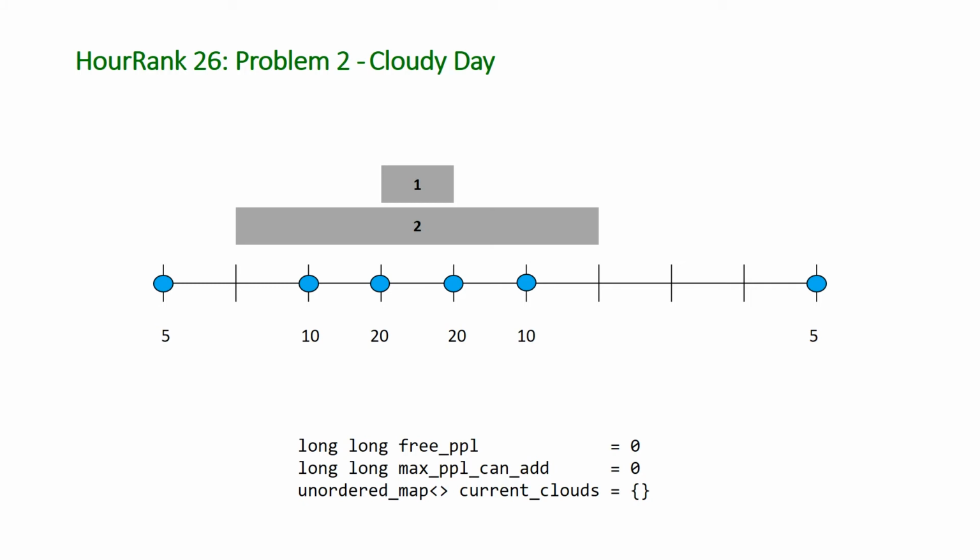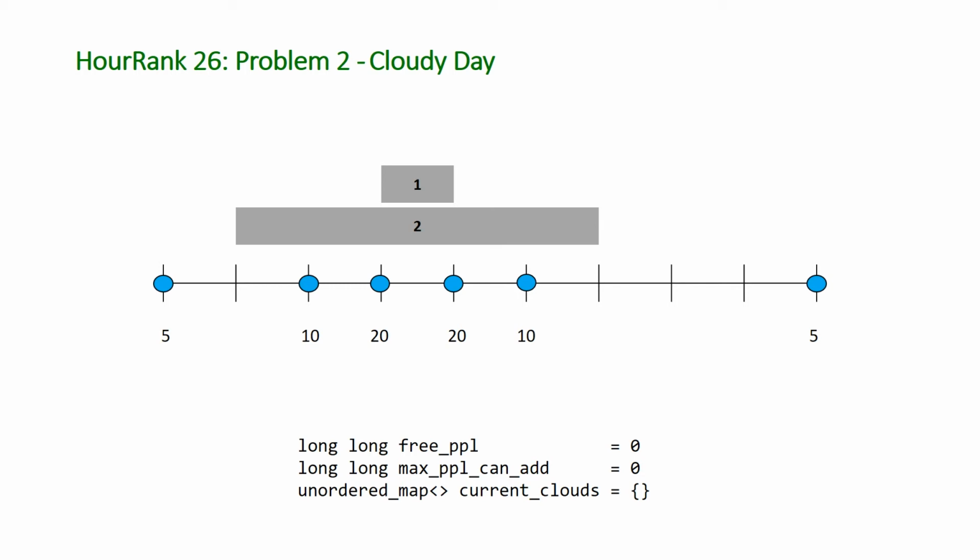So we're going to have 2 numbers. Free people, in our example, is going to be equal to 10, the sum of the first and last city, and then the maximum people we can add, which in our example is going to be equal to the sum of the second and fifth city, because they're only under 1 cloud. And the third structure I have here is an unordered map, and that's going to keep track of the current number of clouds that we are underneath.